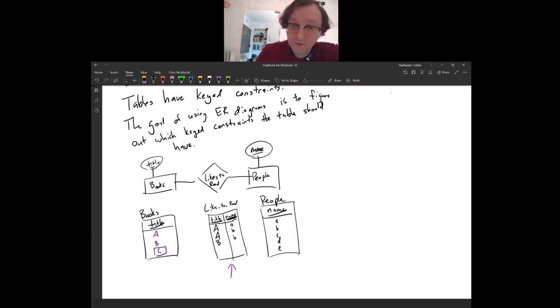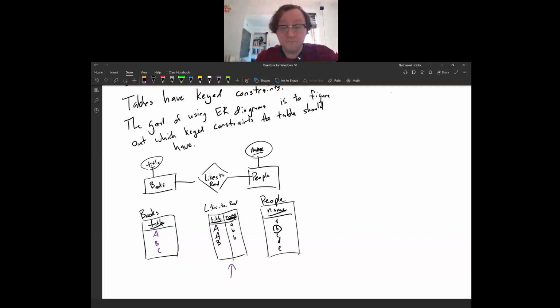You can also have one record participate more than one time. So this person, B, appears 2 times. They have 2 different books that they like to read from this list of books. Similarly, here you can have multiple participation for book A. Book A is liked by more than one person.